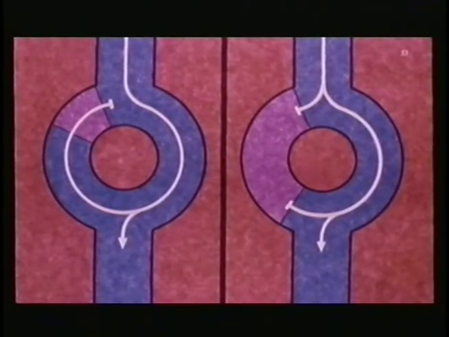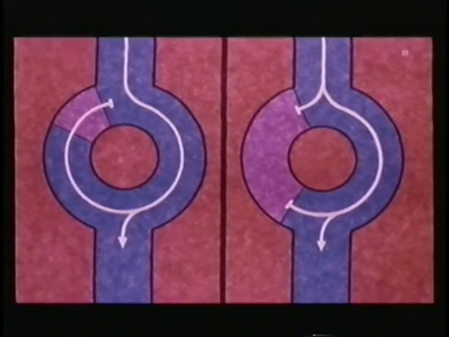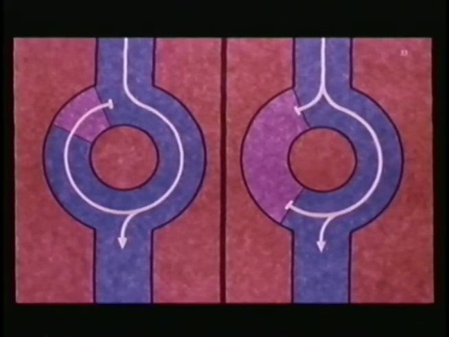Unsuccessful attempts at reentrant excitation probably occur frequently and are not evident in the ECG. An impulse cannot re-enter a circuit if it arrives at the initial common pathway while it is still refractory, or if the block in beta is bidirectional, in which case the impulse never returns to the common pathway.